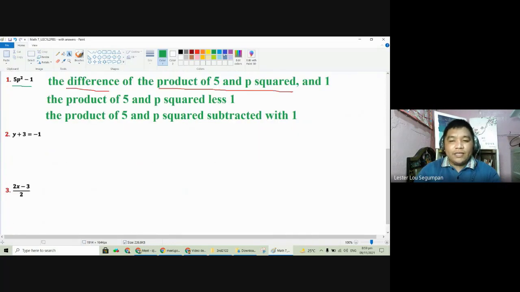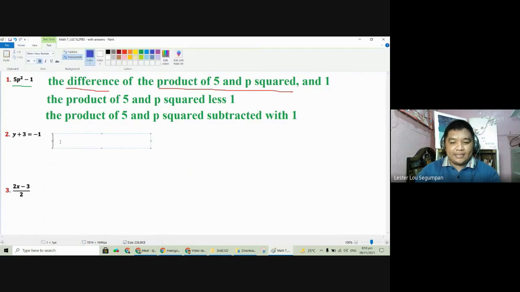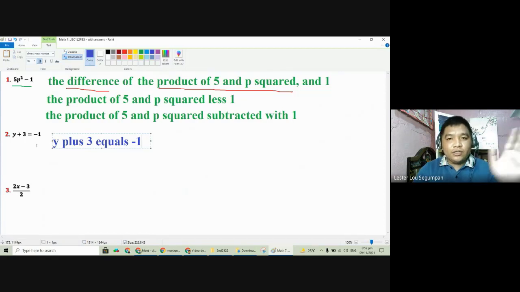In number 2, I could give you the basic or the easiest. y plus 3 equals -1. You don't need to make a word for negative. You can just simply look at it as a coefficient of -1. This is the easiest form. y plus 3 equals -1. You're just reading the expression.